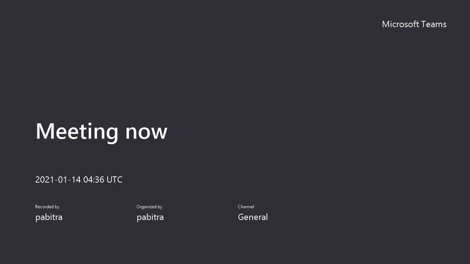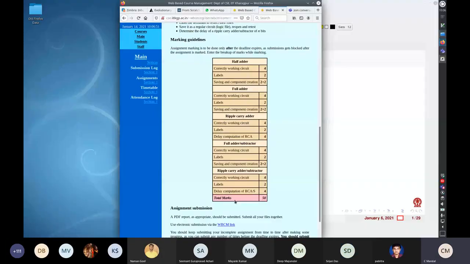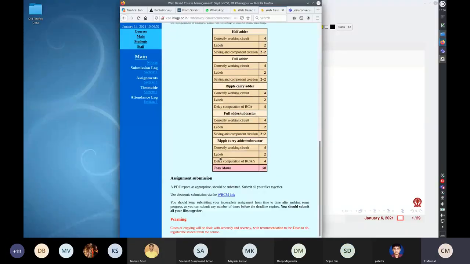It is also given over here. You can look at that. I have made provision of loading only one PDF report. So in that PDF report, you can report the delay computation of the ripple carry adder subtractor and also just the ripple carry adder. Okay. You can report both in the same PDF file.